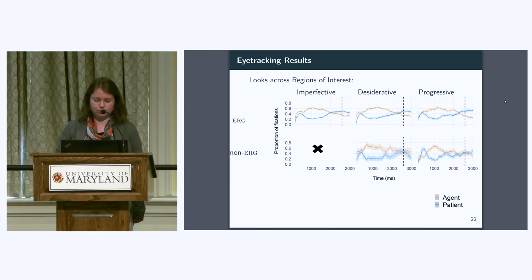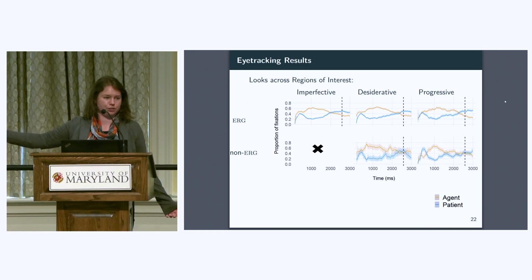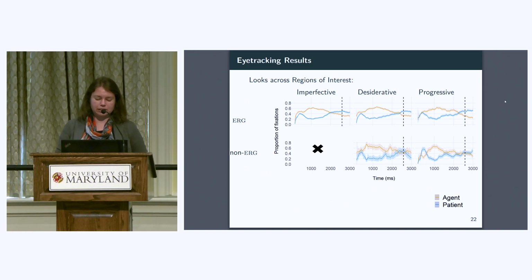So just to orient you again, we've got time along the x-axis, where 0 is image onset. That dotted line there is the average speech onset time. And we have proportion of fixations to either the agent in yellow or the patient in blue. And of course, for the imperfective, there's no data for the non-ergative sentences because those are ungrammatical. And what you're seeing here is that largely these look the same, especially in the ergative.